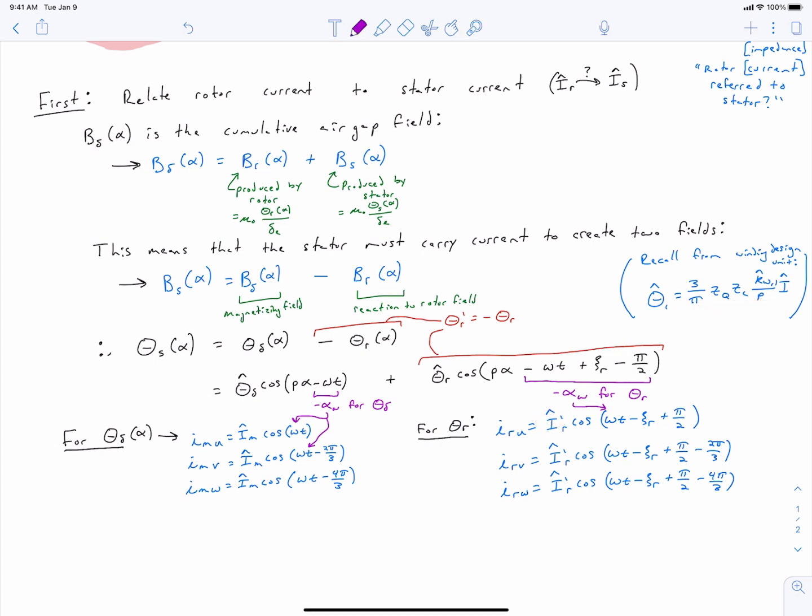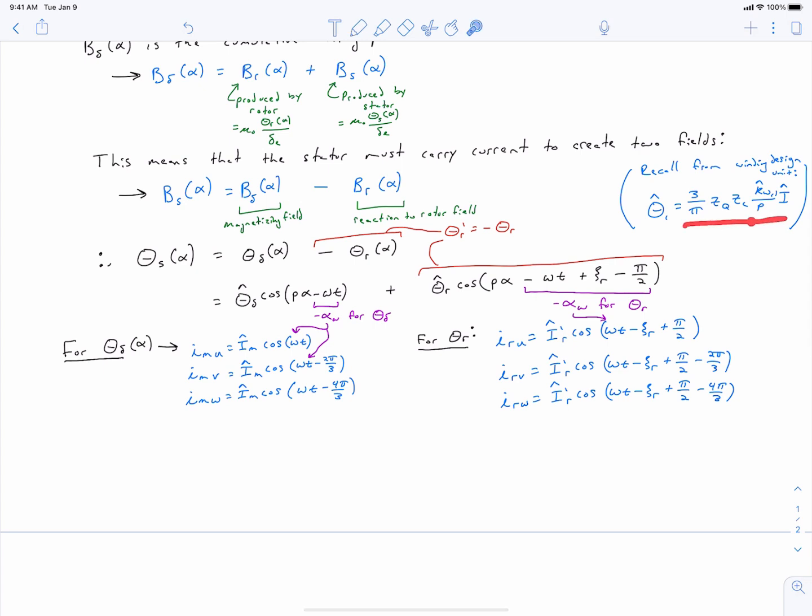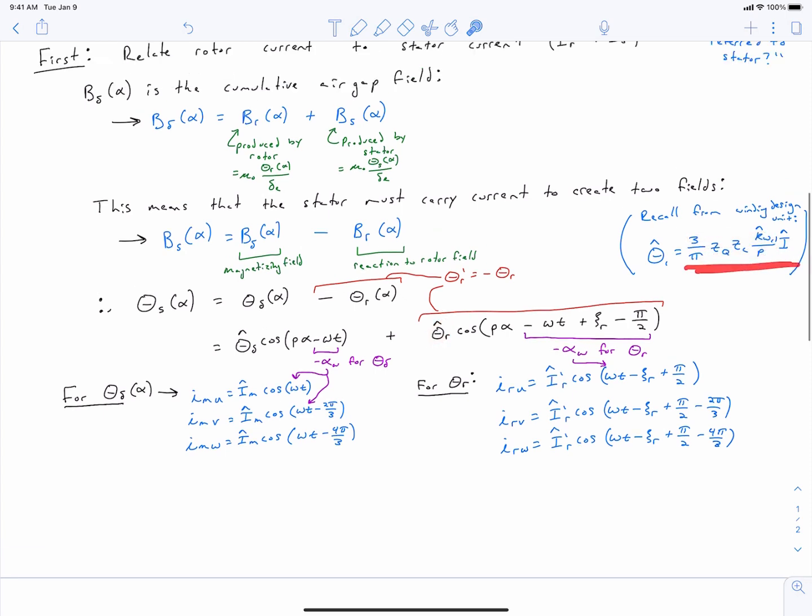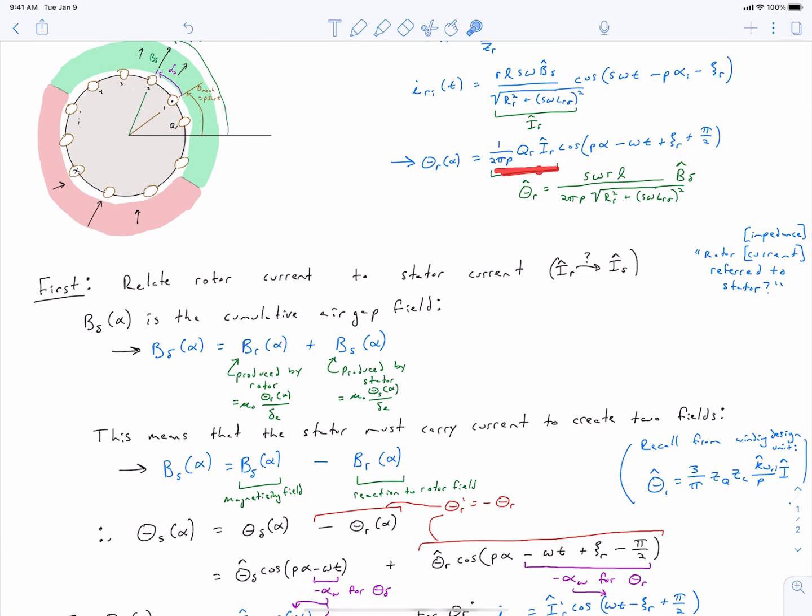So we'll do that now. We're going to take this quantity right here, and we're going to set it equal to this over here. So remember, our responsibility with the stator is to create a current linkage that's equal and opposite to the current linkage created by the rotor. So the amplitude of this current linkage, as created by the stator, is provided by this, and the amplitude as created by the rotor is provided by this. So we can equate these two terms to solve for I_R hat prime.